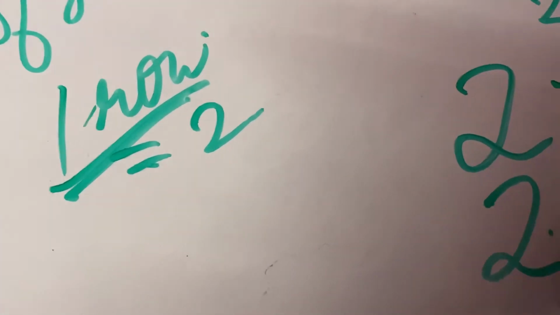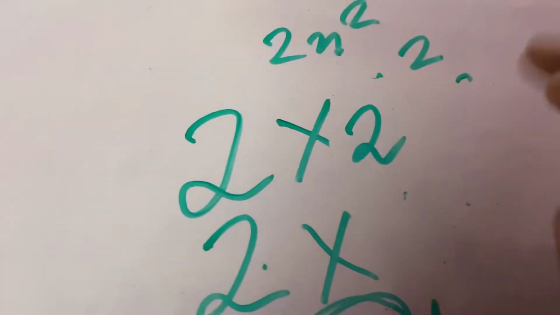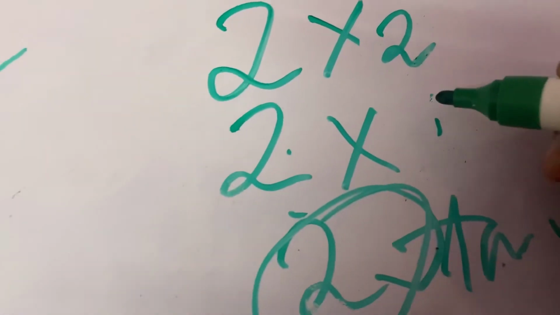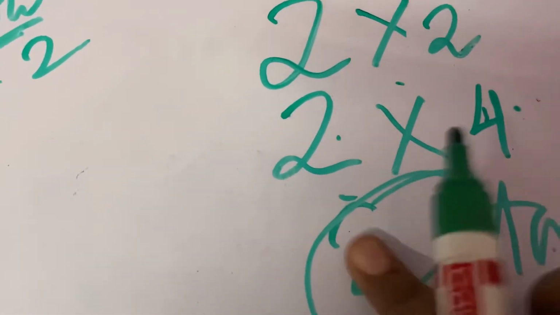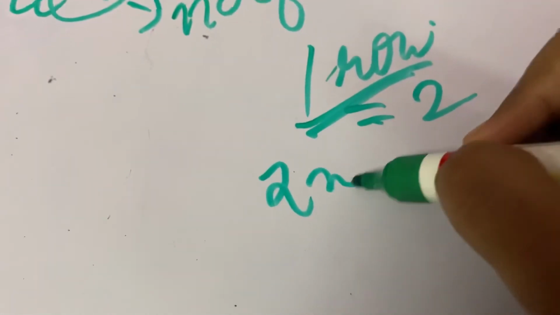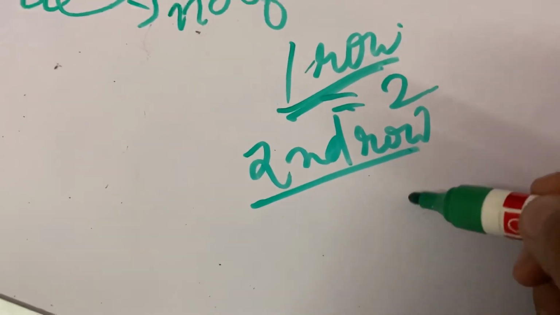Okay, next we'll find out about the second row. So 2 twos, that is 2 twos are 4, 4 twos are 8, and so 8 is the answer for the second row.